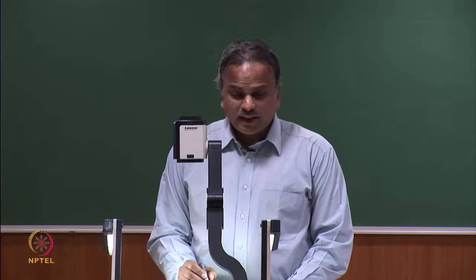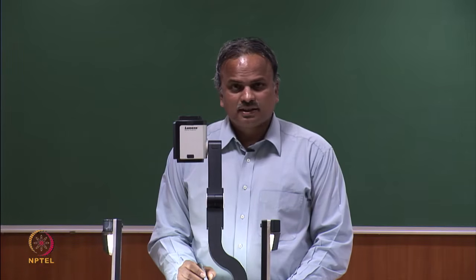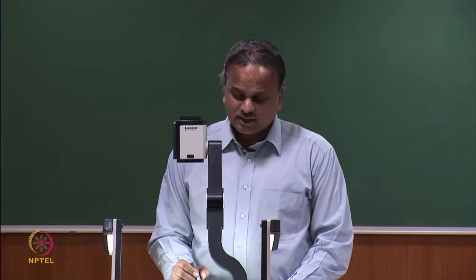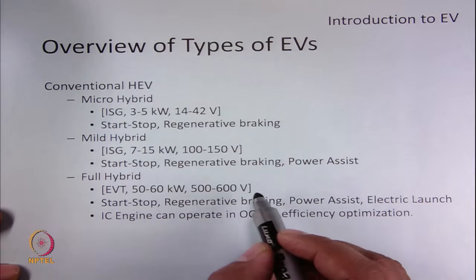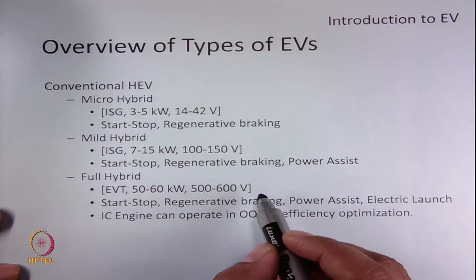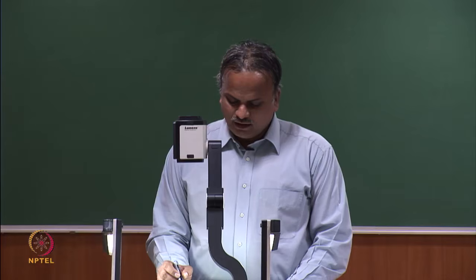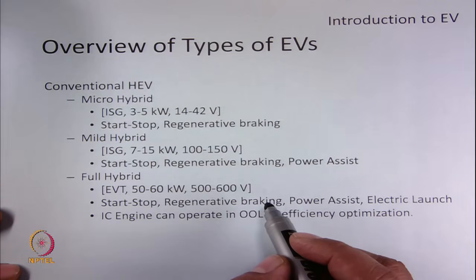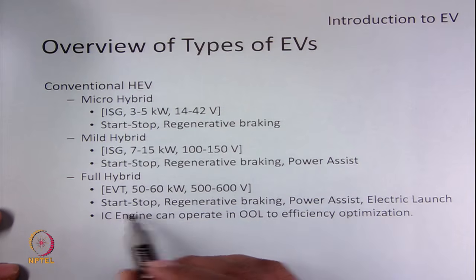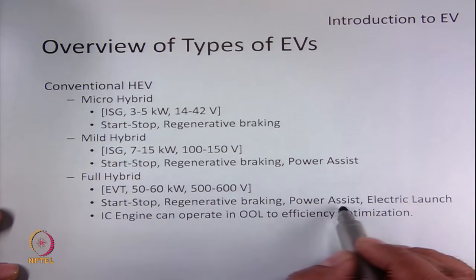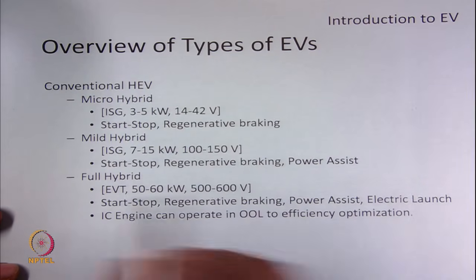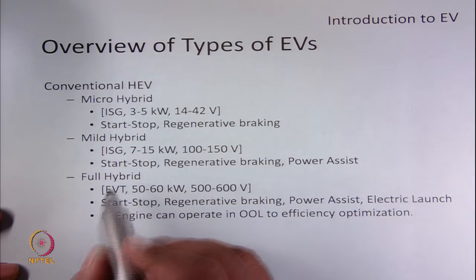It requires a complicated transmission system which is known as electronic variable transmission, which is generally a high power device of 50 to 60 kilowatt with a system voltage of 500 to 600 volts. This device allows connection of the IC engine and motor together or in a sole way to the wheels, and that allows various kinds of operations, such as start stop, regenerative braking, power assist, and also electrical launch. This means a full hybrid can start in all electric mode using an electric motor alone.